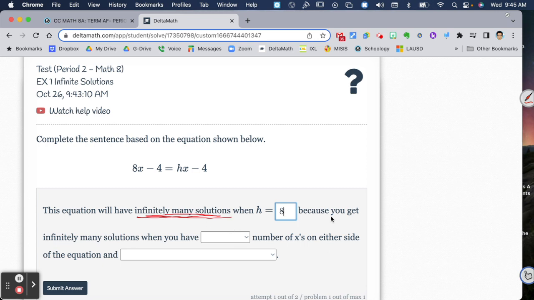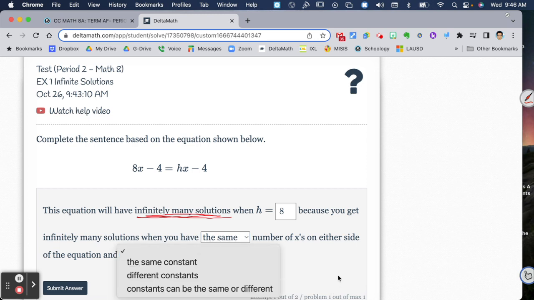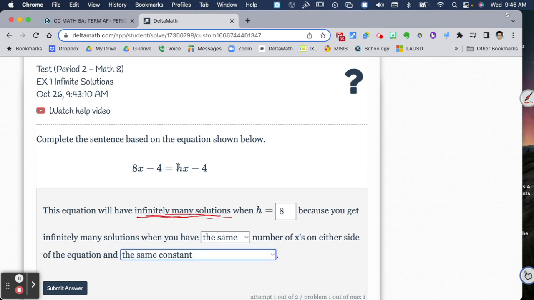I'm reading this, you get infinitely many solutions when we have blank number of x's on either side of the equation. So do we want the same number of x's? Yes, not different. Different would only apply for one solution. And then there's another part. And this says the same constants, different constants. Constants can be the same or different. What do we want? No, the same constant. We want the same constant. It has to be the same.